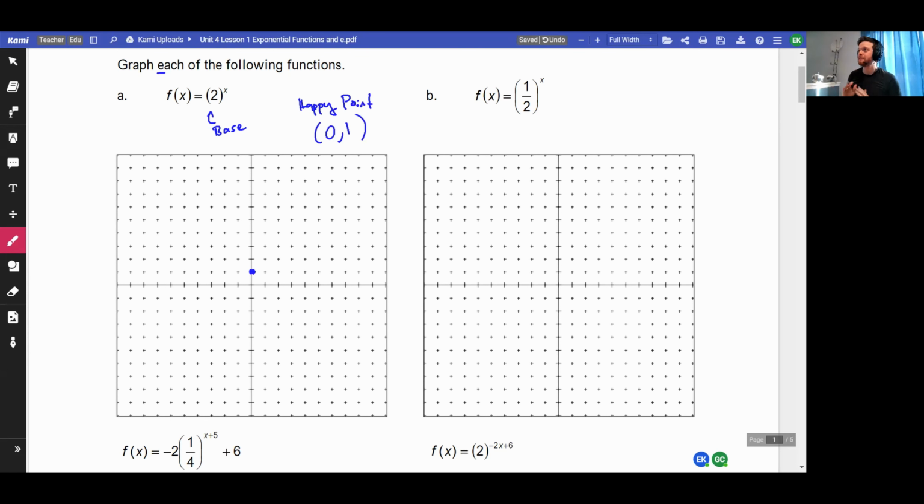Prior knowledge. What was it? Come here, prior knowledge. All right, that is probably the most annoying thing in the world.